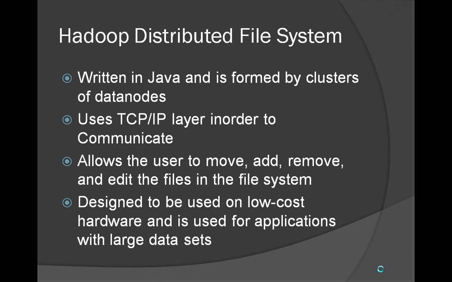In order to communicate, Hadoop file system uses a TCP/IP layer, while clients use RPC, remote procedure call, to communicate. RPC involves an initiation from the client, which then sends a message to the server. The server then responds back to the client, and this process continues going on in the same way. Hadoop file system uses a traditional hierarchical file organization. The HDFS allows the user to move, add, remove, and edit the files in the file system. HDFS is designed to be used on low-cost hardware and is used for applications with large data sets.